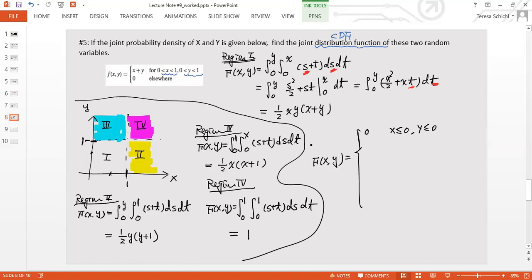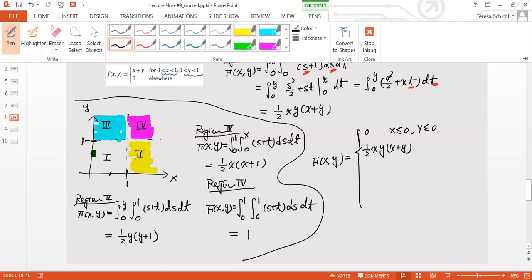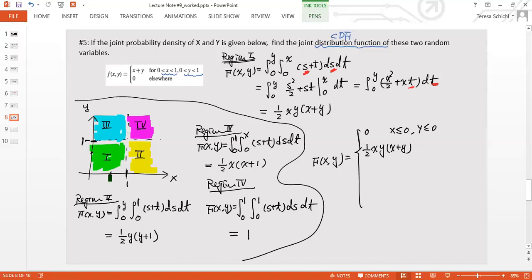Now I'm going to have a CDF of 1/2 xy(x plus y). Where is this going to happen? In this region, right? So it's region number 1. Both of them are within the domain here, so that's why. So x is from 0 to 1, and y is from 0 to 1. Then we can also have region 3.